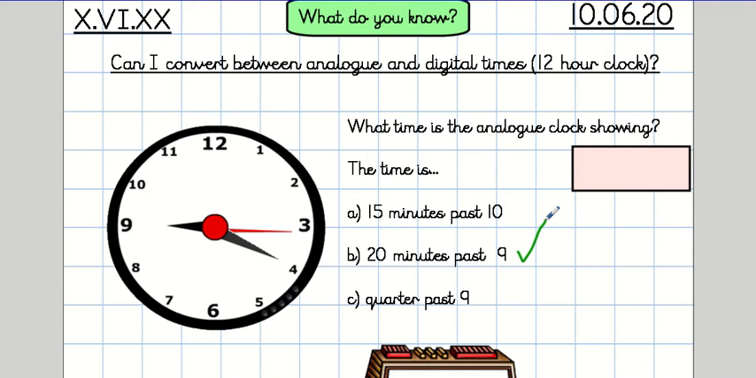Okay, because if we remember, we're counting round, each one of these numbers shows a 5 minute interval. So we've got 5, 10, 15, 20. Okay, so we've got 20 minutes past 9. Now that's how it looks on an analogue clock.